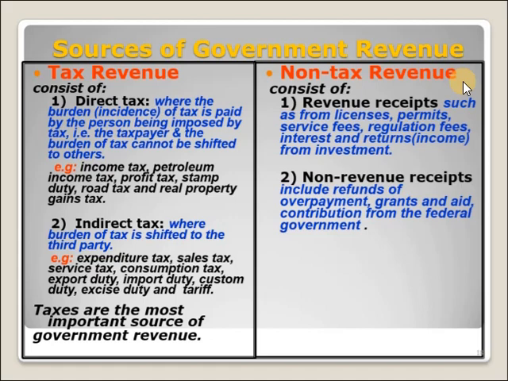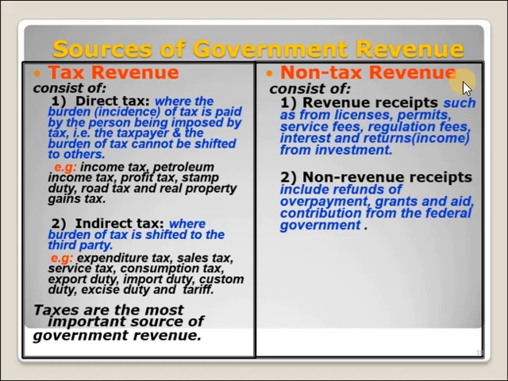Indirect tax, where burden of tax is shifted to the third party. For example, when government charge tax to the seller will shift the tax burden to the customer in terms of increase in price. Example of indirect tax is expenditure tax, sales tax, and others. Taxes are the most important source of government revenue. Most of the government revenue comes from tax collection. But apart from that, government also collect revenue in terms of non-tax revenue.